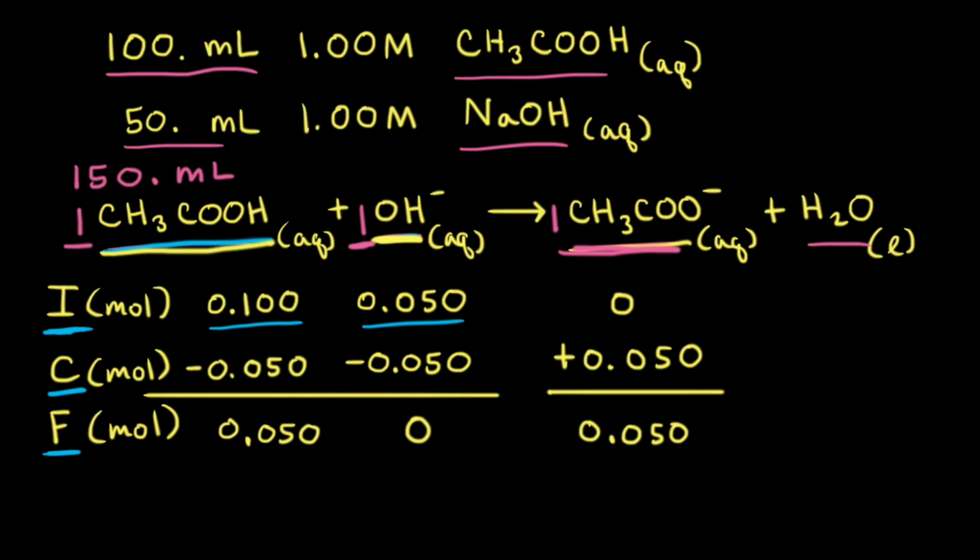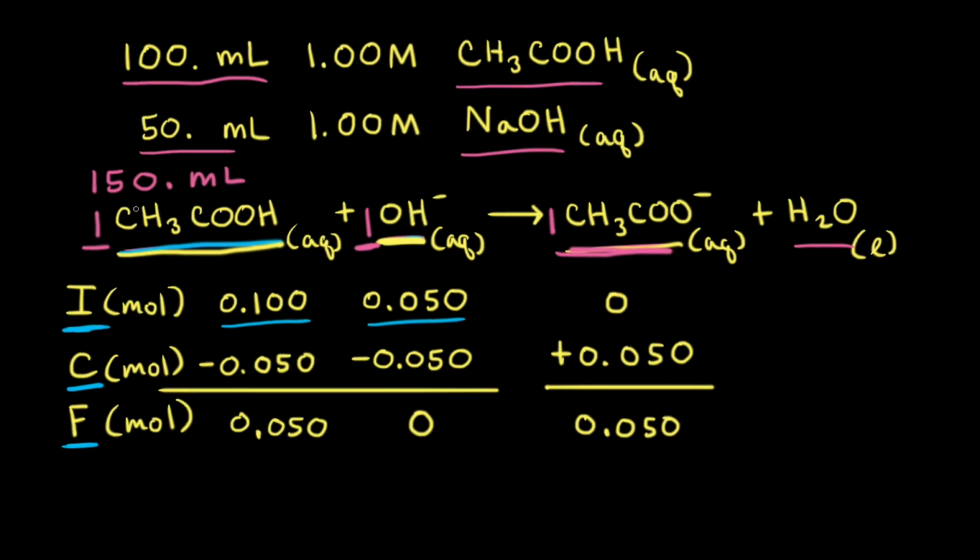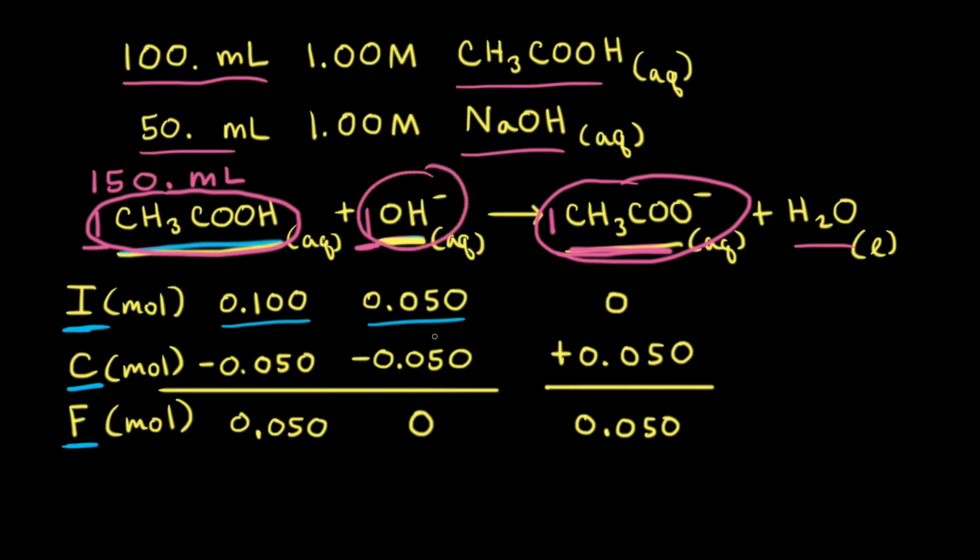A buffer solution consists of significant amounts of a weak acid and its conjugate base. Acetic acid is a weak acid, and its conjugate base is the acetate anion. Therefore, the addition of the strong base, hydroxide, which neutralized half of the acetic acid, created a buffer solution because we have significant amounts of both acetic acid and its conjugate base, the acetate anion, in solution.